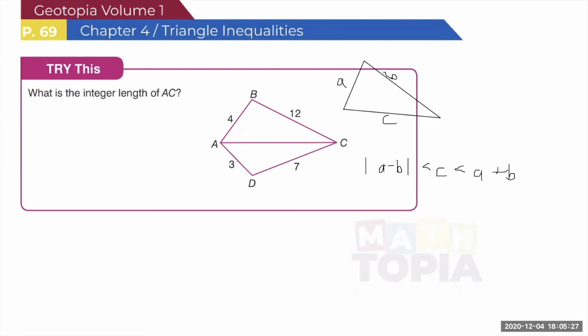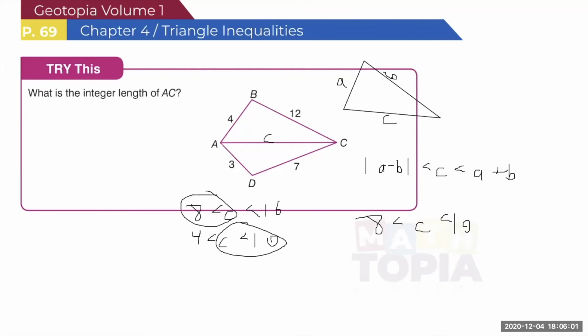Let's focus on ABC first. What we end up with is that this variable C has to be between 8 and 16. And from the other triangle, the 3, 7, C triangle, we have that it has to be between 4 and 10. And if we combine these two inequalities, we get 8 is less than C, which is less than 10. And obviously, the only integer that fits in between 8 and 10 is 9.